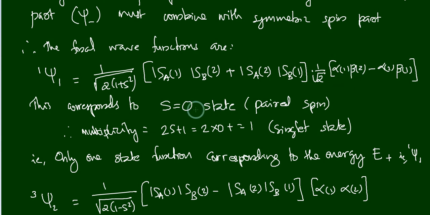So, this corresponds to only one such spin part; we can generate only one such spin function, one total function. So, this corresponds to S equal to 0 state, that is, the state corresponding to paired spin, because only one state is possible here.